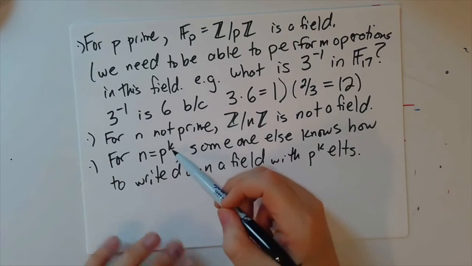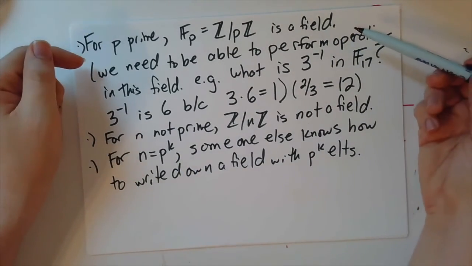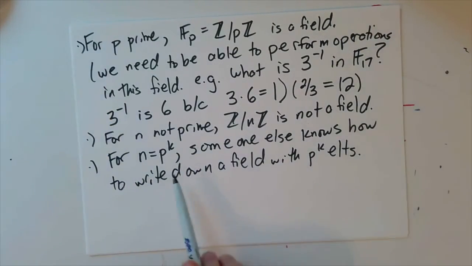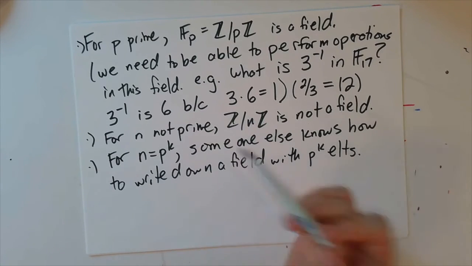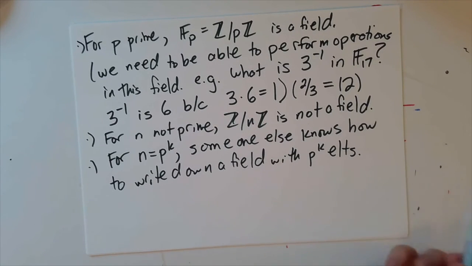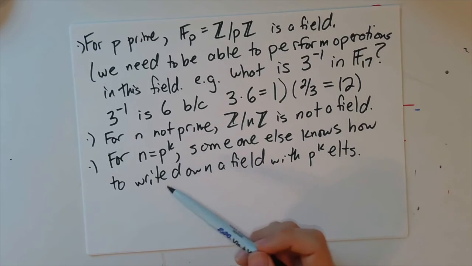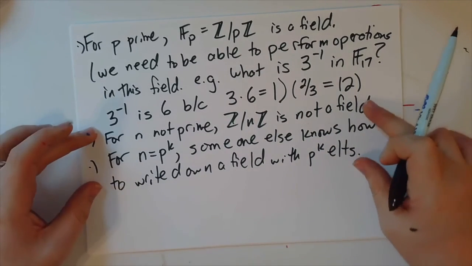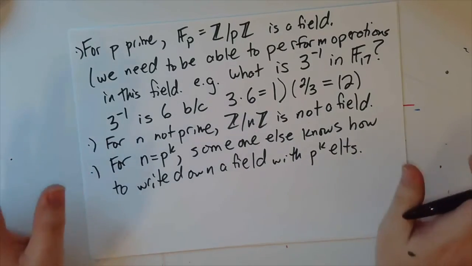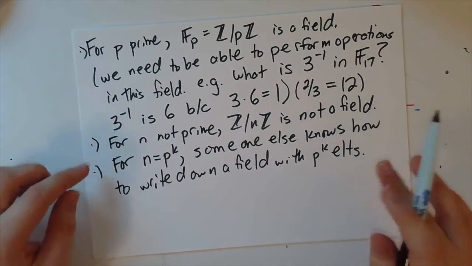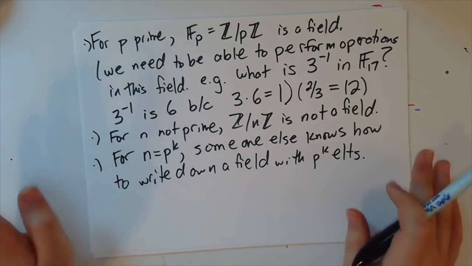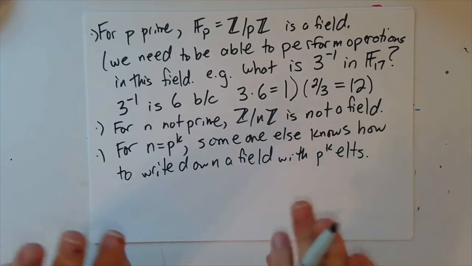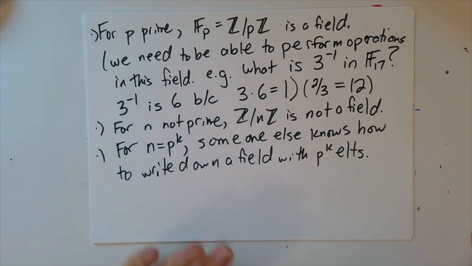If k is 1, even we know how to write down a field with p to the k elements. But if k is bigger than 1, so if n is, say, 25, that would be 5 squared. Someone, but not us, knows how to write down a field with 25 elements. Okay, and that's what these two together say. Z mod 25Z is definitely not a field with 25 elements. There is a field with 25 elements. People know, you could look it up online, it's not a secret, but it would not be productive for us to go into how to actually make it.